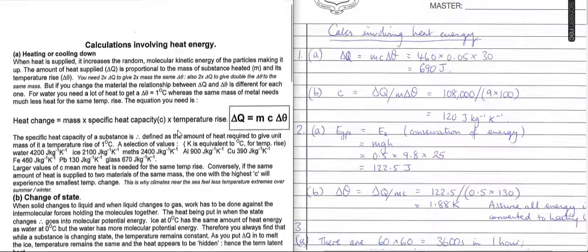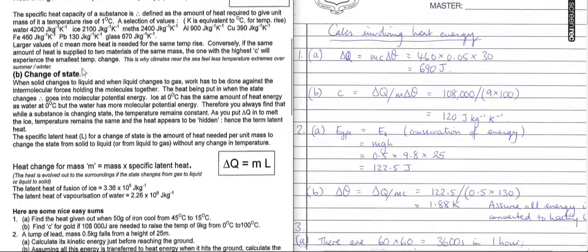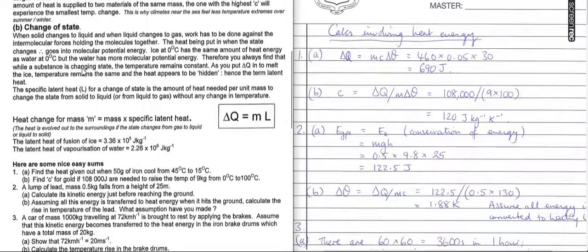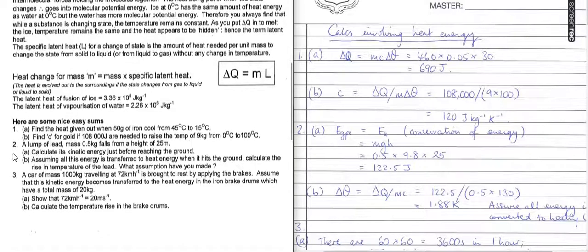Hello again. We're continuing looking at the calculations involving heat energy questions. What we're doing now is looking at question 2, and we just did question 2a, so we're just going to question 2b. It says, assuming all this energy is transferred to heat energy when it hits the ground, calculate the rise in temperature of the lead. What assumption have you made?